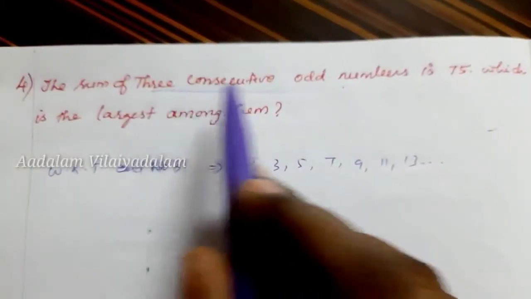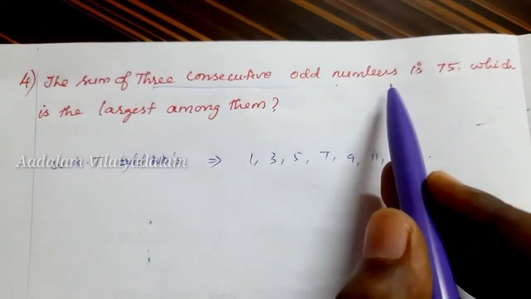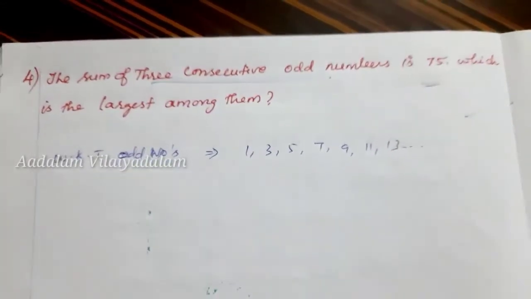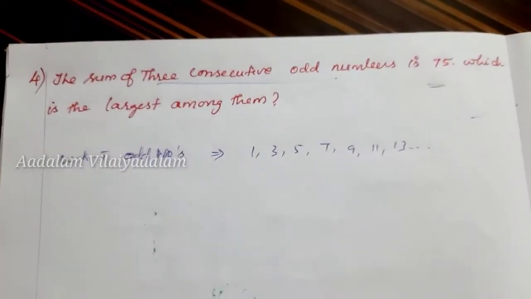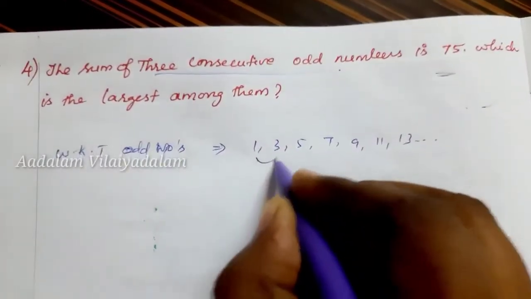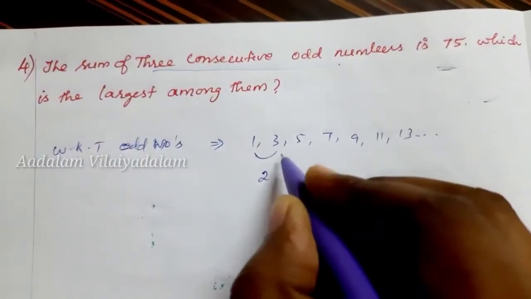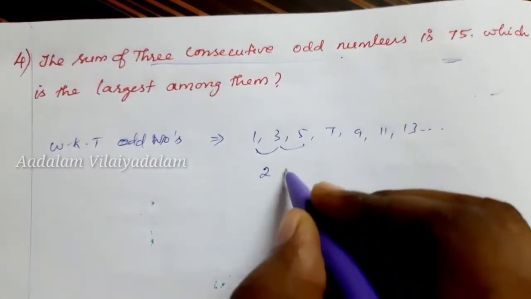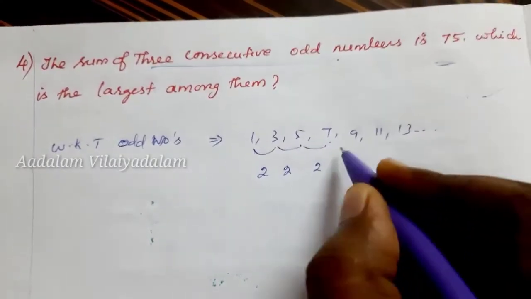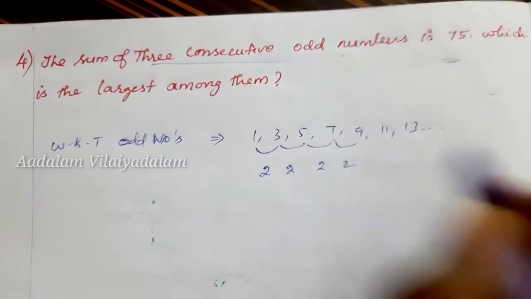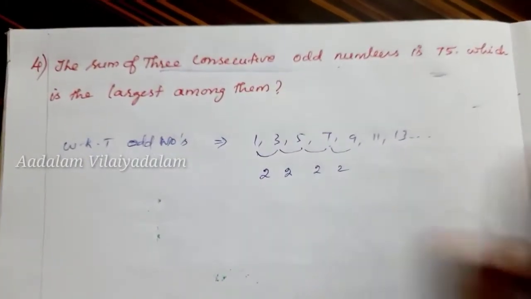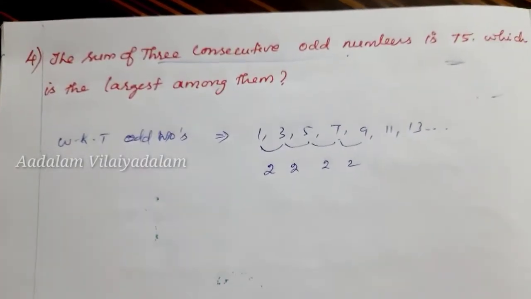Now we need to find the sum of 3 consecutive odd numbers. So adding those 3 numbers, we have to get 75. Therefore, let us make a general form. The difference between 1 and 3 is 2. In the same way, the difference between 3 and 5 is 2. 7 minus 5 we get 2 and 9 minus 7 we get 2. So for the odd numbers, the difference is always 2, isn't it?